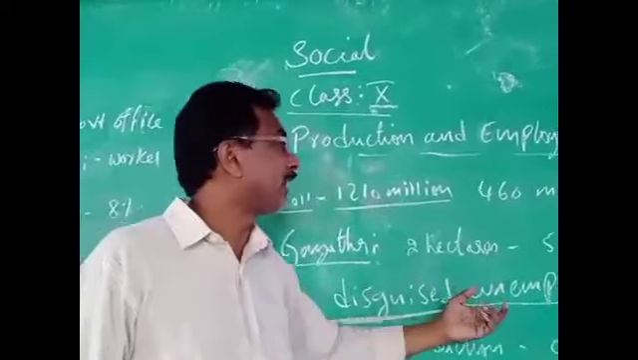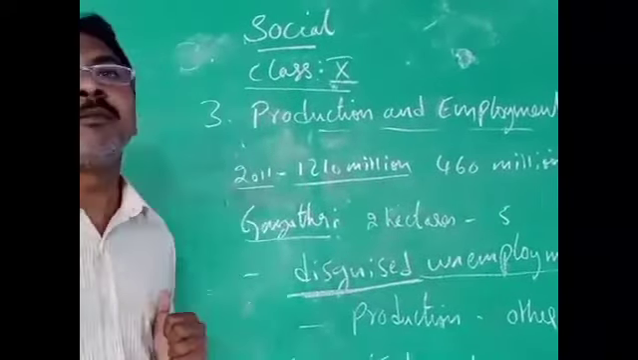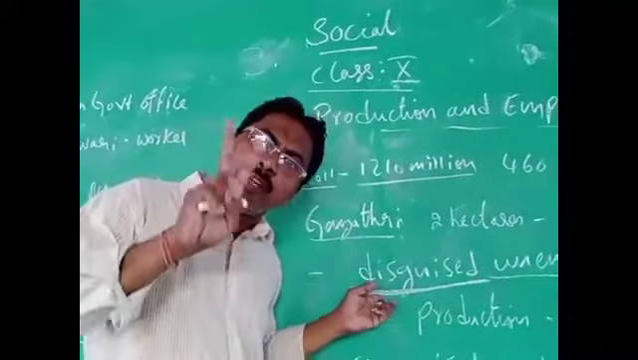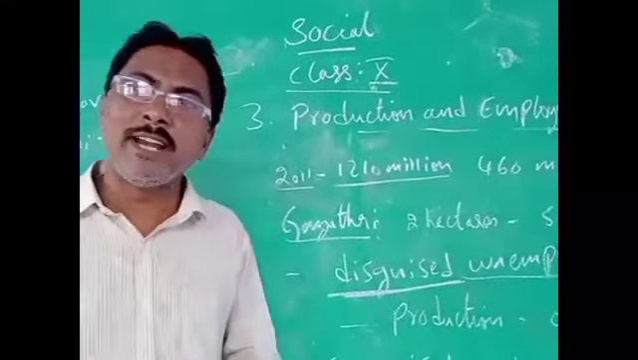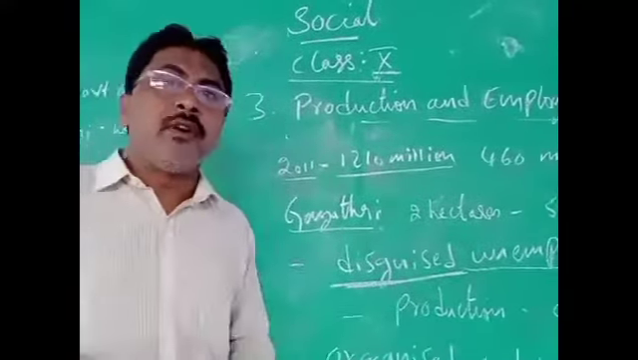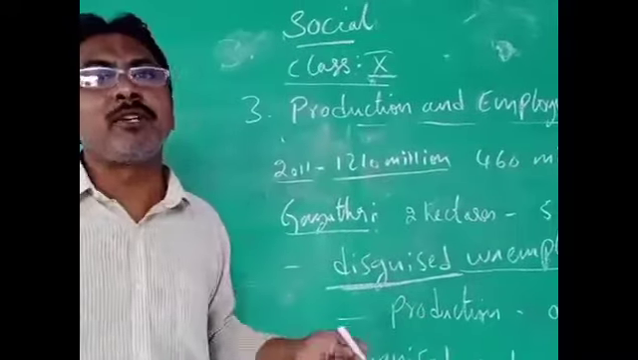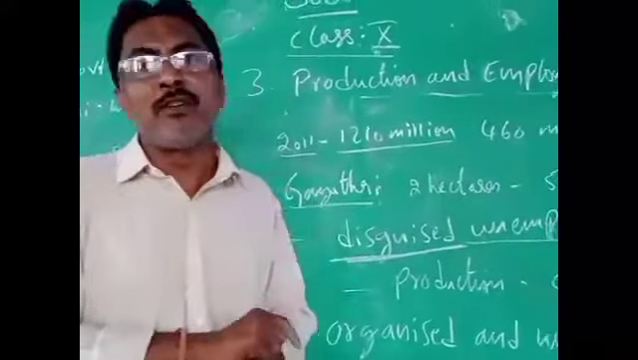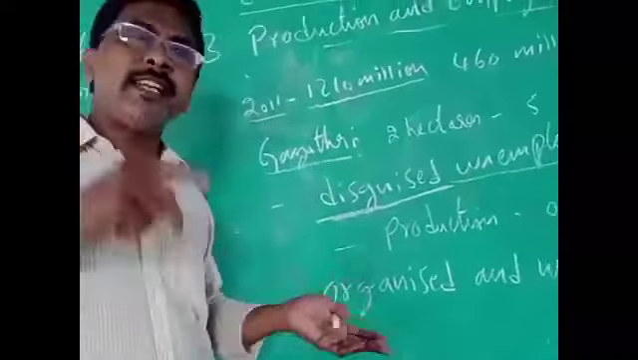So here what is happening? Unemployment is happening. And I'll tell you why. If two members are working in the 2 acres of land, the same production will come. 80 bags of paddy will be obtained. If five members are working in that, the same 80 bags will be obtained. Why? Because in 1 acre, 40 bags of paddy will be obtained. In 2 acres, you are getting 80 bags.